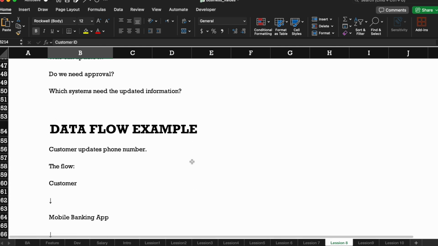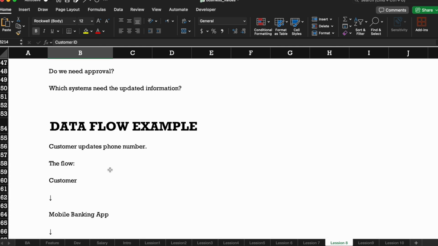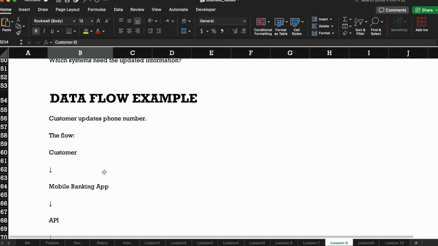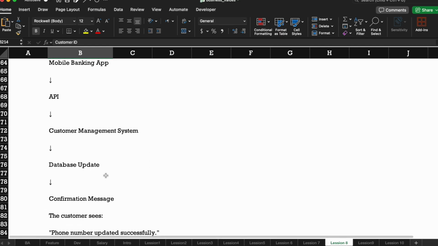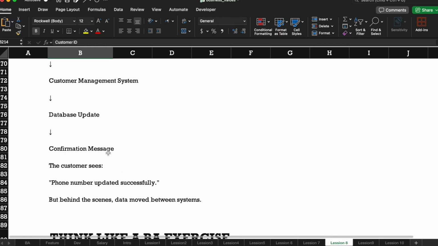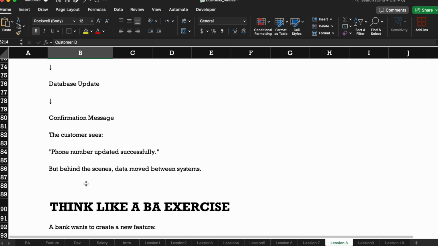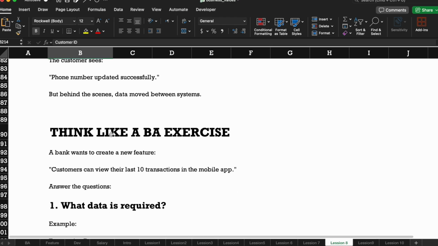Which information, which system needs the updated information? Data flow example: customer updates the phone number. The flow is customer, mobile banking app, API, customer management system. Database update, confirmation message: the customer sees phone number updated successfully. Behind the scene, data moves between systems. So think like a business analyst.